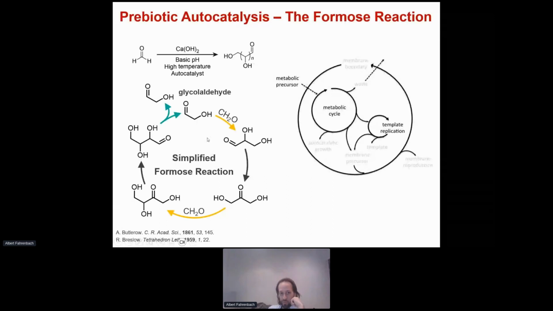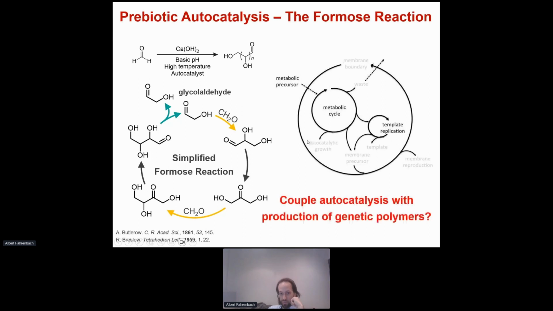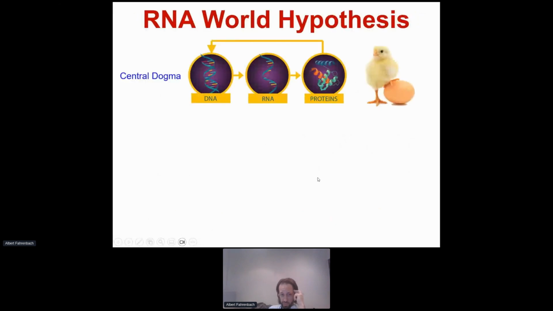Okay, so we thought, well, is it possible that this formose reaction can serve as this metabolic cycle in the context of this chemoton model? So that means it would have to feed into this template reaction, for example. And that's the first thing that we wanted to test. So is it possible to couple this autocatalytic reaction with production of genetic polymers? And of course, now we're just relying on the RNA world hypothesis.